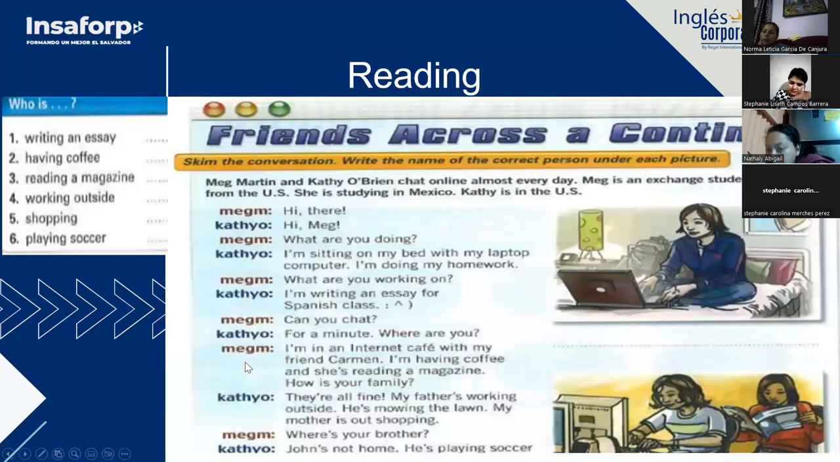Okay, good. Now we have a reading. Tenemos una lectura, okay? And we're going to answer this question, okay? Después vamos a preguntarles who is writing an essay, quién está escribiendo el essay, who is having a coffee, who is reading a magazine. Magazine es una revista. Who is working outside? Who is chopping? Who is playing soccer? Pay attention who is doing that, okay?